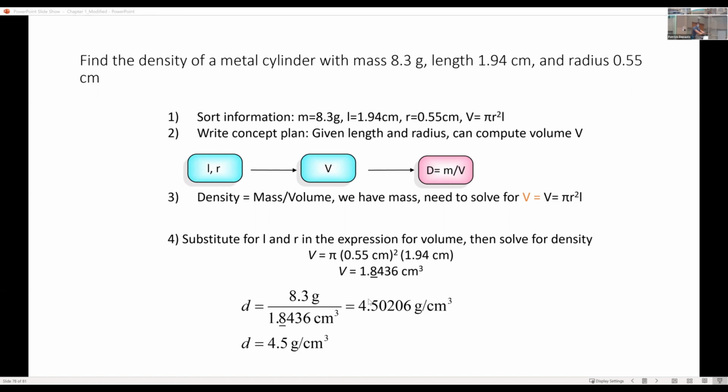So this isn't exactly right. You have to do your sig figs in each step, because the 0.55 and the 1.94 are measured numbers. So you have to go by sig figs, using 2 sig figs for that answer. I hope that answers your question. So I think it would be 4.6. Okay, I'm going to end the recording. But just 4.6.